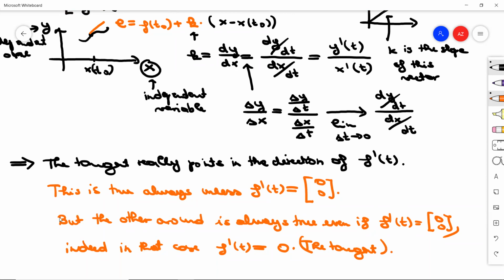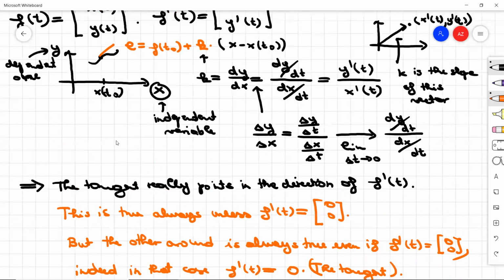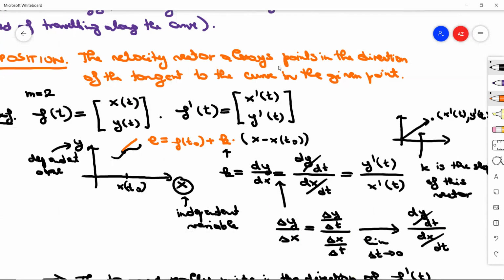So this is still true. The proposition, we don't need to change anything in the proposition. The velocity vector always points in the direction of the tangent. If it's not 0, then also the tangent points in the direction of the velocity vector. But if the velocity vector is 0, then it's 0 times the direction of the tangent.